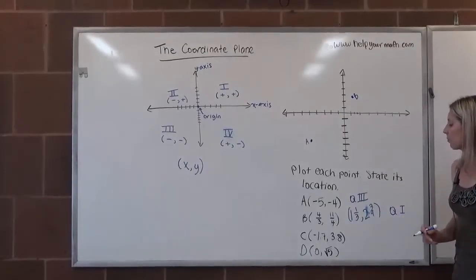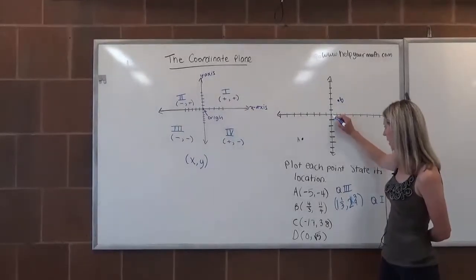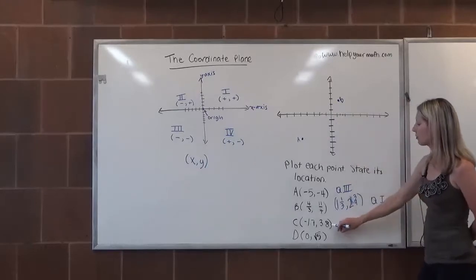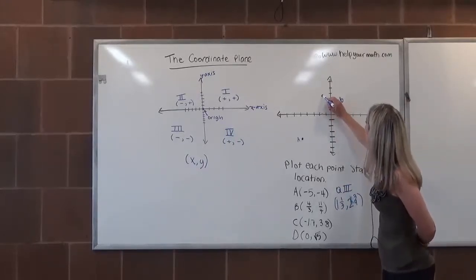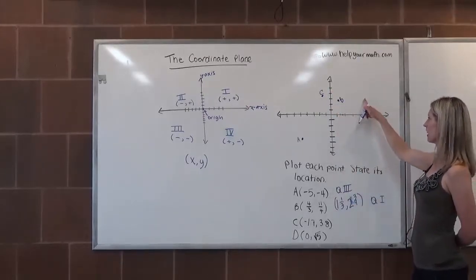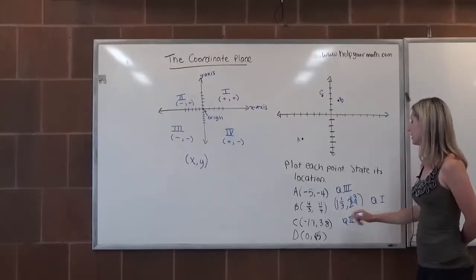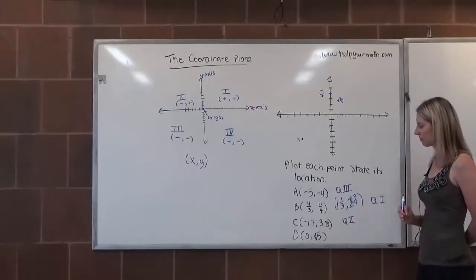The next point, negative 1.7, 3.8. So negative 1.7 is moving to the left, not quite going over to negative 2, maybe right here. And then 3.8 is moving up, 1, 2, 3, and then up a little bit more. We're going to put our point C there. Point C is located in quadrant 2, which we can verify based on the point, because in quadrant 2, x's are negative, y's are positive.